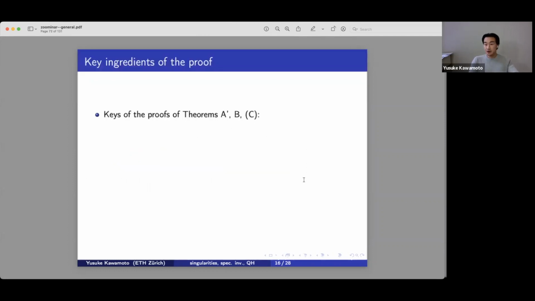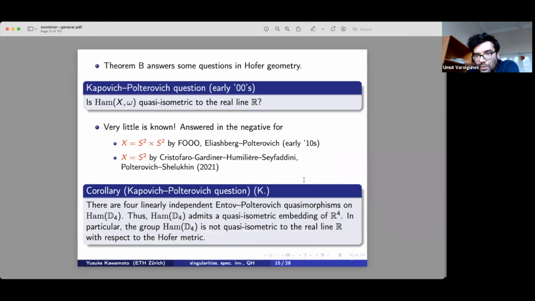All right, so we're out of Hofer geometry. Yeah, but can you explain a little bit the new input? How did your theorem help with these?